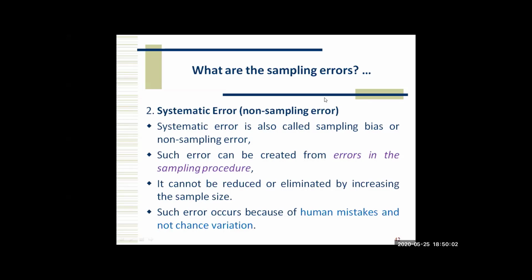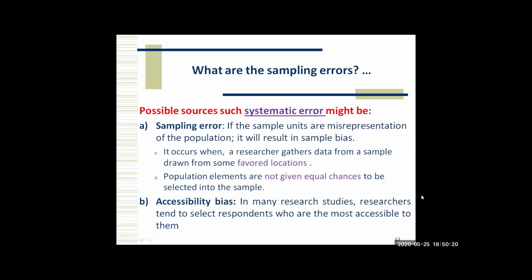In some of the cases, the researchers might make a bias. In such case, this type of error could be made. And the only way the researcher needs to actually minimize this error is non-sampling error. Non-sampling error. There are 4 possible specific sources to actually have this systematic error.